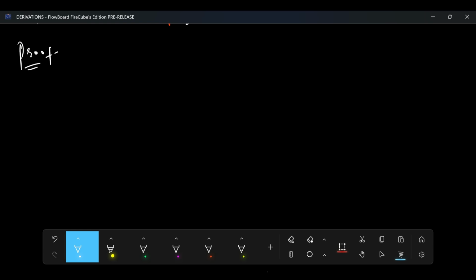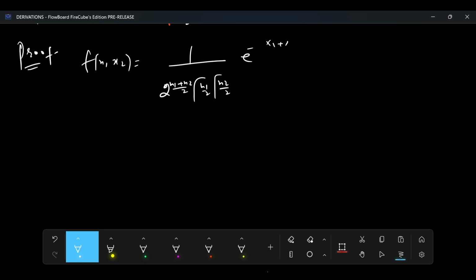Proof. Same f of x1 comma x2, we will write the joint distribution: 1 upon 2 raised to the power (n1 plus n2) divided by 2, gamma n1 divided by 2, gamma n2 divided by 2, e raised to the power minus (x1 plus x2) divided by 2, x1 to the power n1 divided by 2 minus 1, x2 to the power n2 divided by 2 minus 1. Clear? x1, x2 between 0 to infinity.